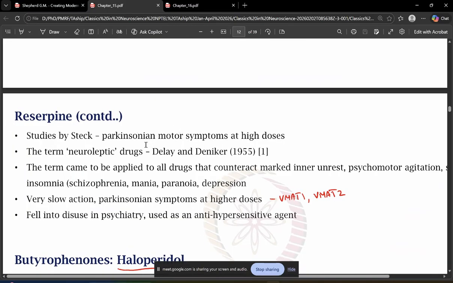So I will discuss reserpine in detail in the upcoming slides, where I will be describing how reserpine acts and it plays its role and so on.